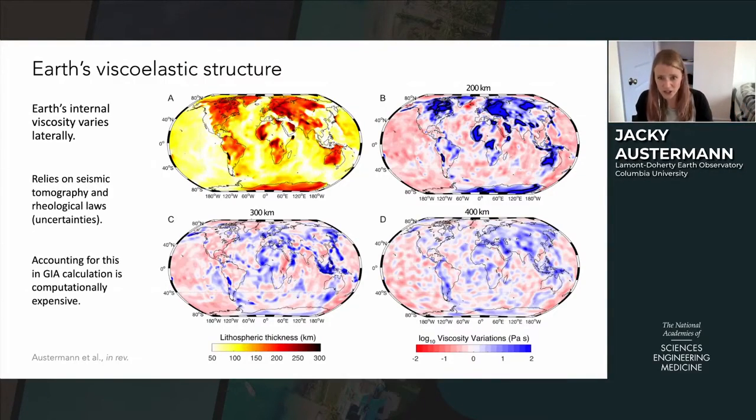And one aspect to mention here is that GIA calculations that account for this full variability in viscosity are a lot more computationally expensive than GIA calculations where we only vary the radial structure of the viscosity. The reason for that is that where the structure is radially symmetric, we can solve parts of the equations semi-analytically. Whereas here, this has to be fully numerical, in finite volume, finite element, pick your method of choice, which makes the sea level calculation associated with this earth structure a lot more computationally expensive. And as a result, it makes it a lot harder to explore uncertainties.